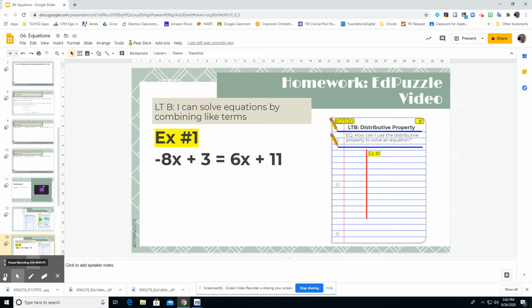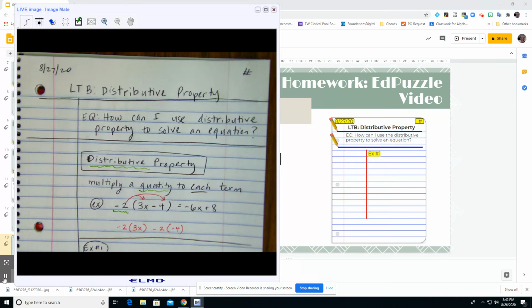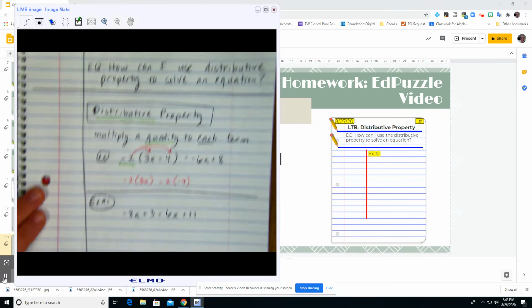So here's our first example. -8x plus 3 equals 6x plus 11. This does not have the distributive property, but I wanted to make sure that we can solve an equation by combining like terms. That's our learning target B. If you can master this, you can master solving with the distributive property.